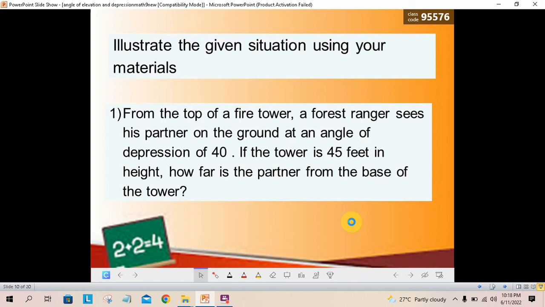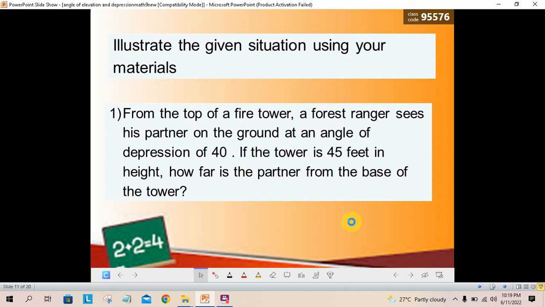From the top of a tower, a forest ranger sees his partner on the ground at an angle of depression of 40. If the tower is 45 feet in height, how far is the partner from the base of the tower? Okay, so you have there a fire tower, so you will draw the fire tower, and then a forest ranger sees his partner on the ground at an angle of depression of 40. So you have 40 as angle of depression.